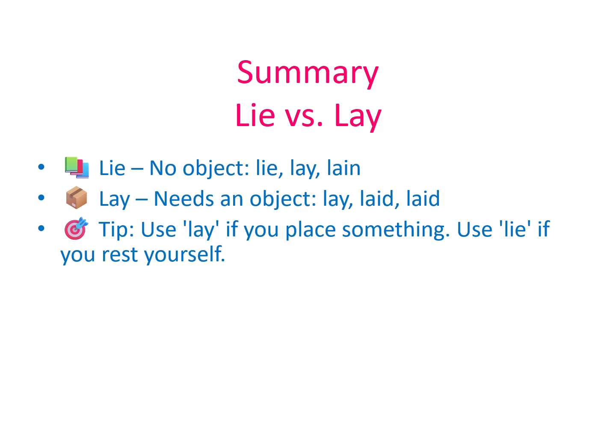Lay is used when you are placing something, it always needs an object. In the present, I lay the book down. In the past, I laid the book down. In the past participle, I have laid the book there. A simple trick to remember. If you are putting something somewhere, use lay. If you are resting, use lie. This summary will help you avoid one of the most confusing verb mistakes in English.